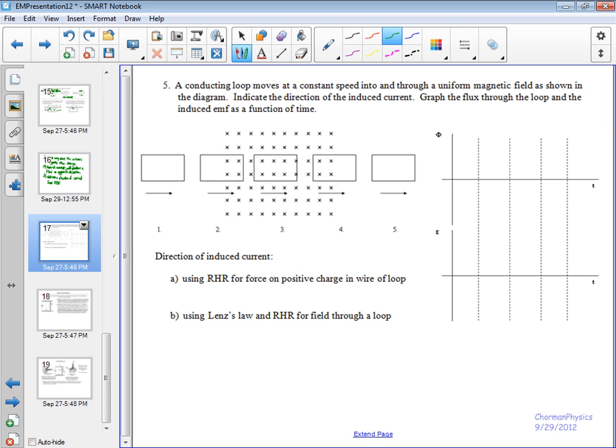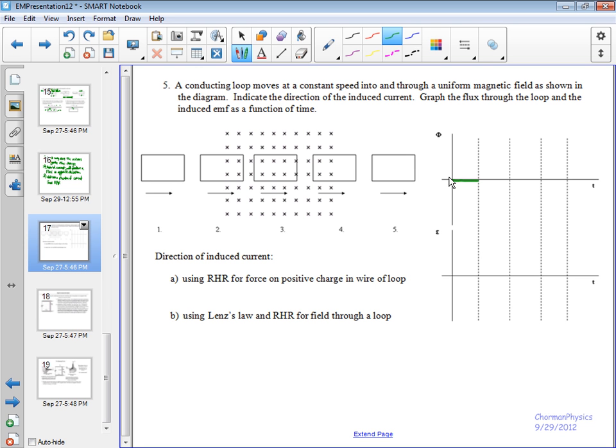All right, final point here to make. A conducting loop, the final question to answer here, sorry. You've got a conducting loop of wire moving at a constant speed into and through a uniform magnetic field. What we want to do is indicate the direction of the induced current as well as the flux through the loop, and also what the induced EMF is during those times.